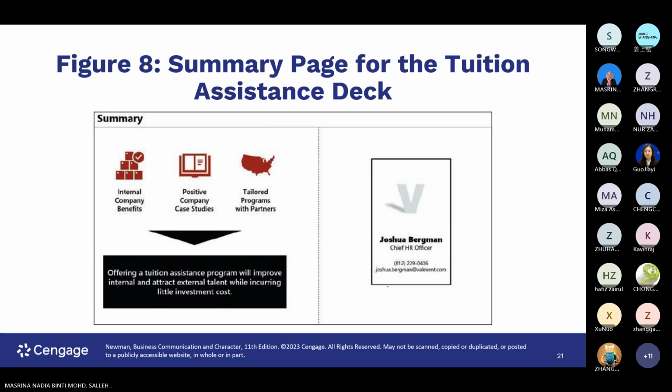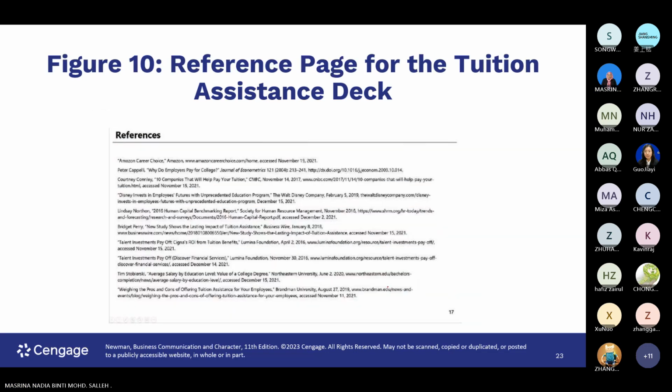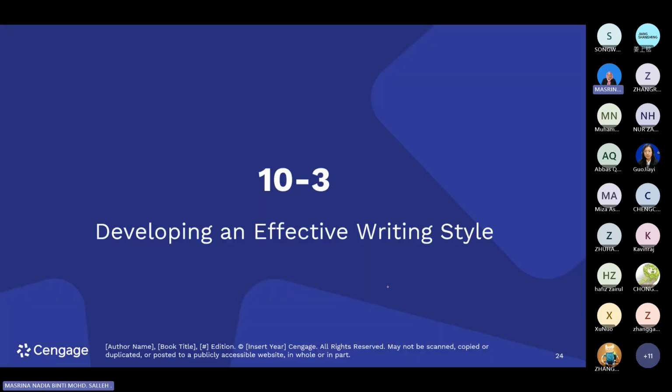Okay. So this is an example of the executive summary. Some of us, if let's say we are presenting, but this is quite lengthy. So we have quite a density here. It means that this is not meant for formal presentations. It's more for individual use. And this is an example of a reference page at the end.